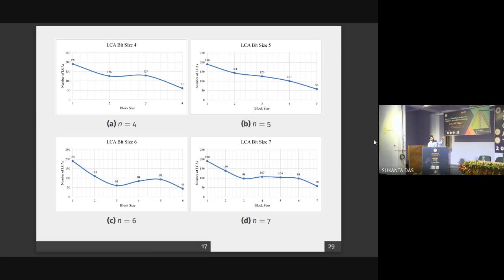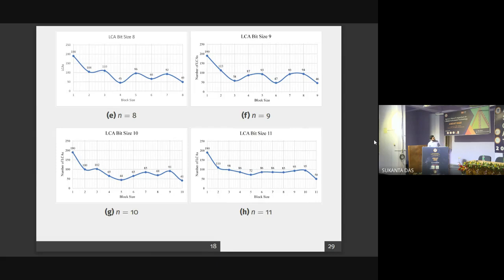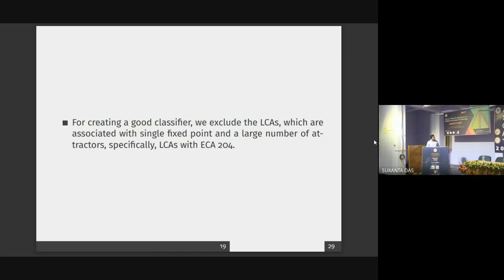Similarly, for different block sizes, you can see the same trend. So for creating a good classifier, we have excluded all the LCAs which are associated with a single fixed point attractor and a large number of attractors, specifically the LCA with EC204. Because in the case of EC204, every initial configuration tends to converge to itself. That's why it will give a very huge set of attractors, and it will not be useful for pattern classification.